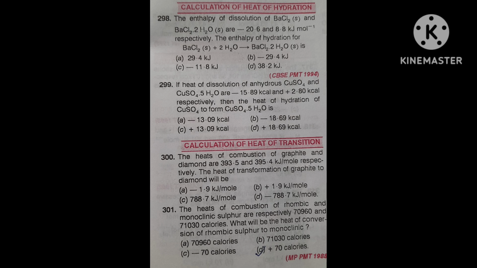Value is given for both barium chloride and barium chloride 2H2O. For barium chloride solid, the value is minus 20.6, and for barium chloride 2H2O, it is 8.8 kilojoule per mole. These values are enthalpy of dissolution. Then you have to calculate the enthalpy of hydration for the given reaction: barium chloride solid plus 2H2O, product barium chloride 2H2O solid.